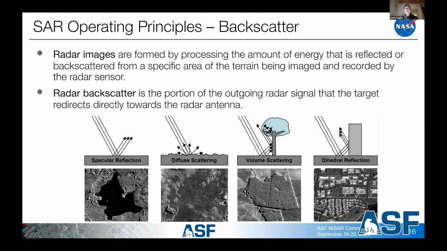And then last, there's dihedral reflection. This is a very efficient way of getting the energy back towards the sensor. This is when you have a horizontal surface, the signal comes down, hits that bottom surface, but then instead of just bouncing off into nothing, it hits another object that's a vertical object, whether it be a building or a tree, and that's redirected back towards the sensor. So you have a very targeted redirection that's coming back towards the sensor. So you tend to get quite high returns from these double bounce features.